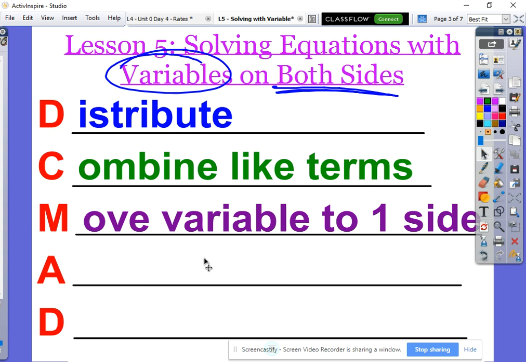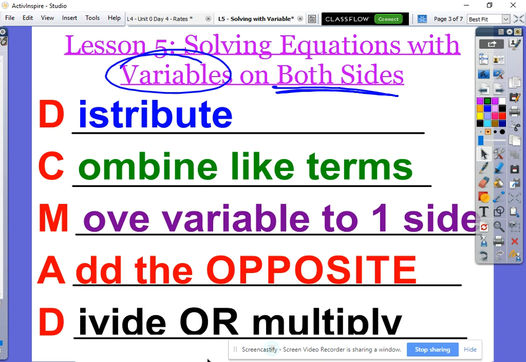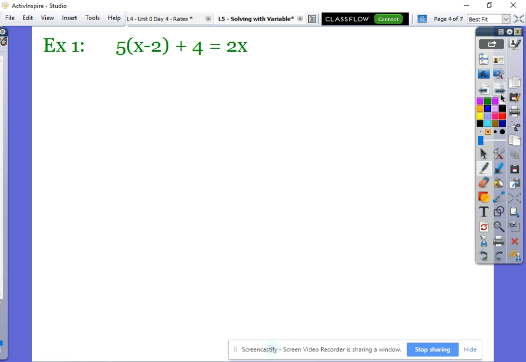Now the A does stand for add, no tricks there. Add, but it's not just add all the time, it's add the opposite. So if you see addition, you're going to do the opposite. That's subtraction. If you see subtraction, you do the opposite. That's addition. And then last but not least, you're going to either divide or multiply. So you divide if you see multiplication, or you multiply if you see division. So those are our steps, DC-MAD. That's what we're going to use today to practice. We're going to do quite a bit of practice.